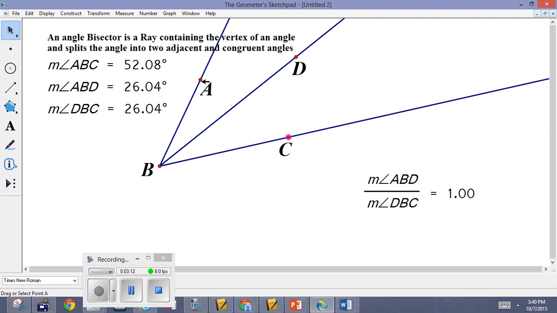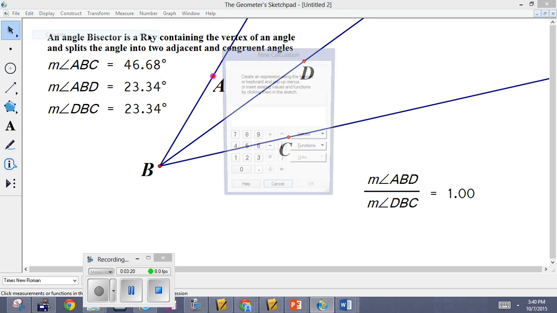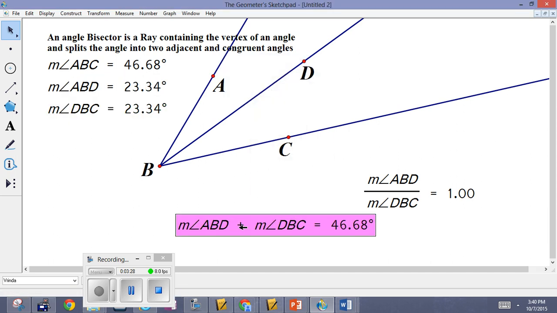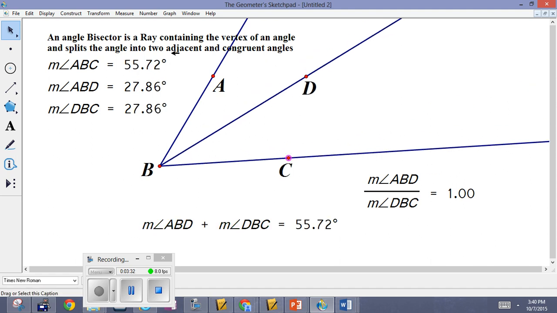Now, how does it compare with the original angle? Certainly we have angle addition. Number, calculate: this angle plus the other angle will always equal the full angle. We can see that regardless of how I change that, the full angle is always the sum of these, which are both equal.